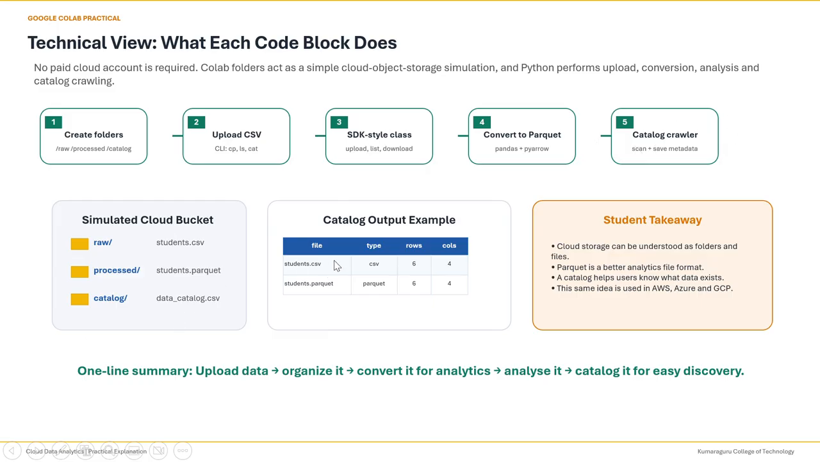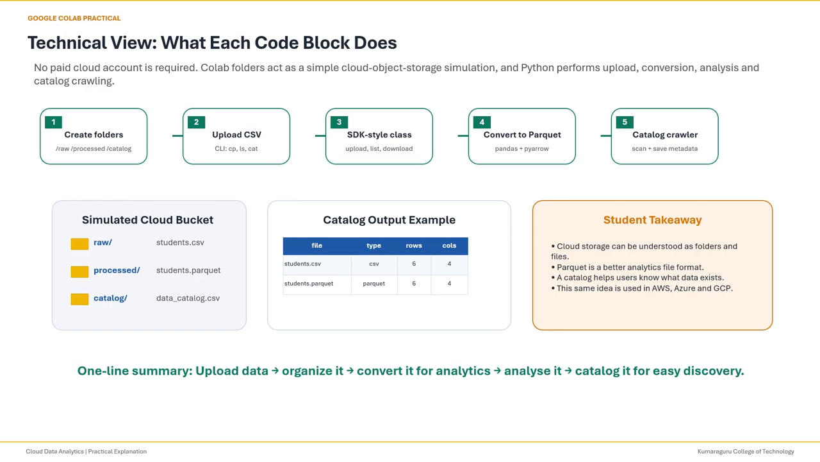Okay, so this is the typical file which I've taken. I've taken a CSV file myself, which is 6 rows and 4 columns. I'll be converting that into student.parquet, which has got the same number of data. The data is not getting changed at any instance. Okay, the same idea will be used in any other cloud storage which you are using.